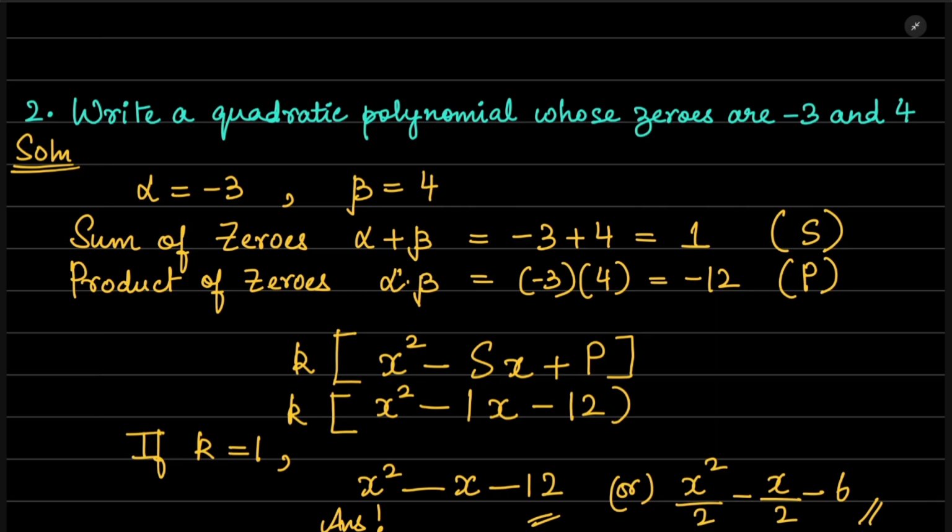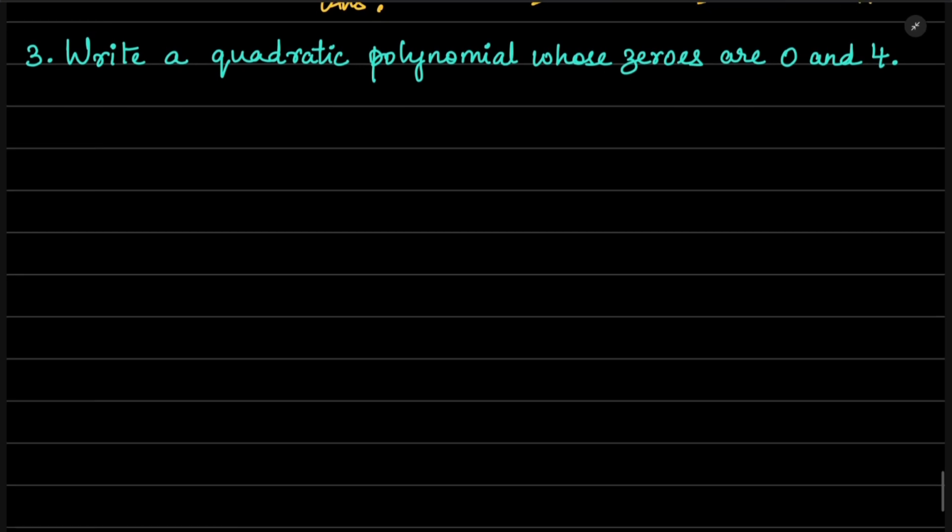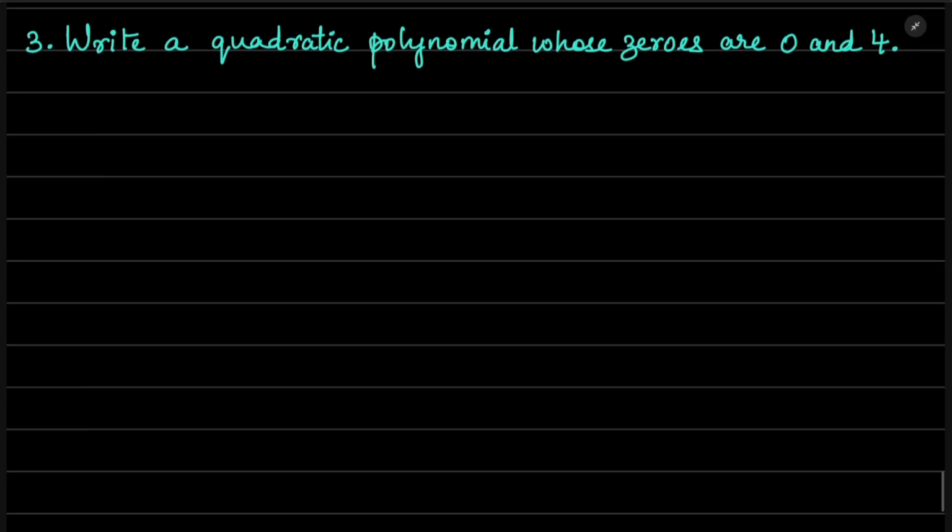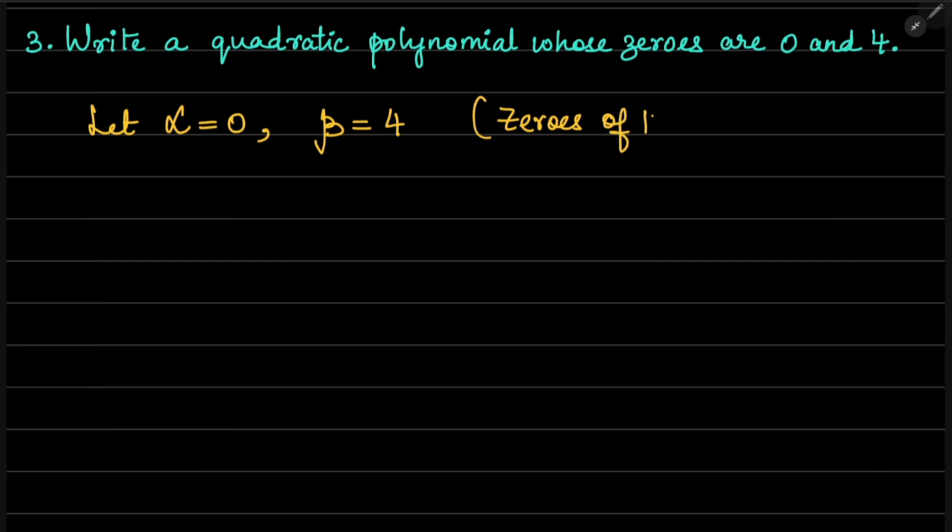Let's do the next question the same way. Again, please pause the video and try it yourself. I will give you 10 seconds of time. So pause the video and then play it again and let's see if your answer is matching mine. Meanwhile, let me go ahead and do it the same way. So I will let the zeros be alpha equal to 0 and beta equal to 4. These are the given zeros of the polynomial.